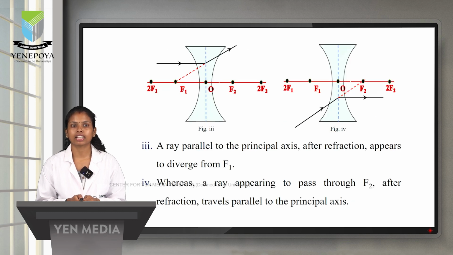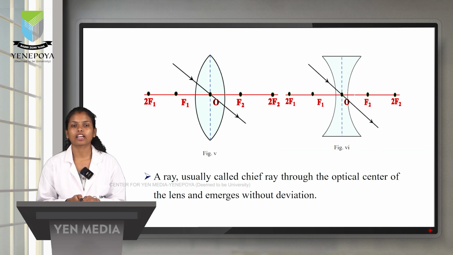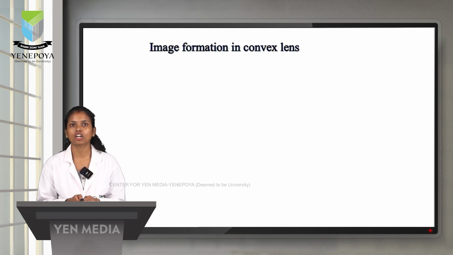In the case of concave lens, a ray parallel to the principal axis after refraction appears to diverge from the point F1, whereas a ray appearing to pass through the principal focus F2 after refraction travels parallel to the principal axis. The third ray, called the chief ray, goes through the optical center of the lens and emerges out without deviation in both convex and concave lenses. So using these configurations, we study the image formation in convex lens.